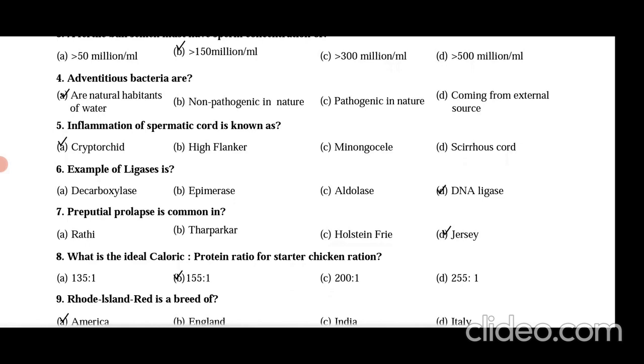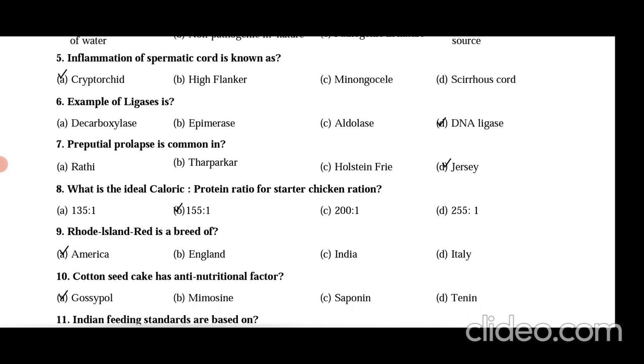Multiply both by 2: 10 multiplied by 2 is 20, and 1550 multiplied by 2 is about 3000. It means that approximately 3000 are the calories for the ideal or average chick ration, and 20 is the protein ratio for chick ration. 20 ratio 3000. Rhode Island Red is a breed of America. RIR is the breed of America.